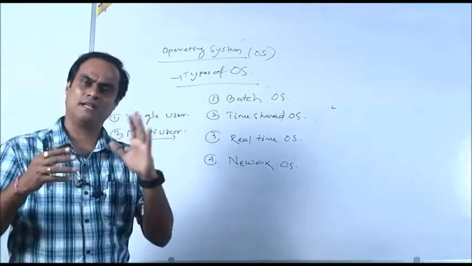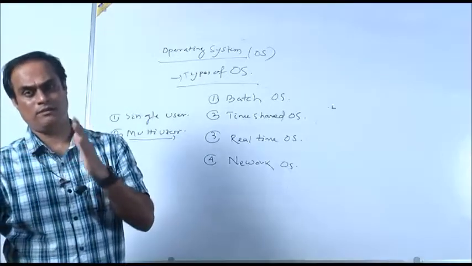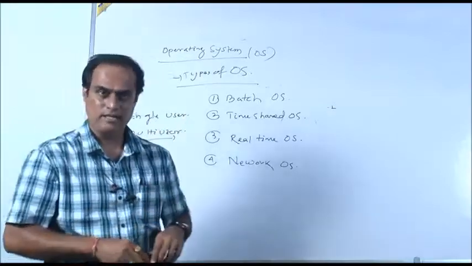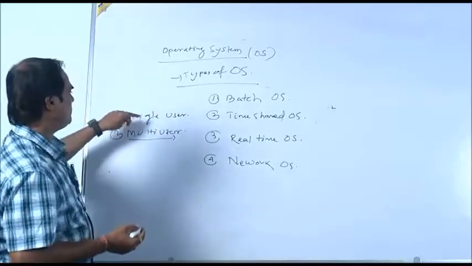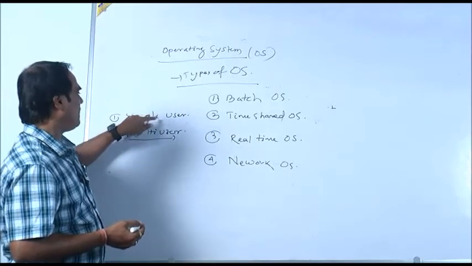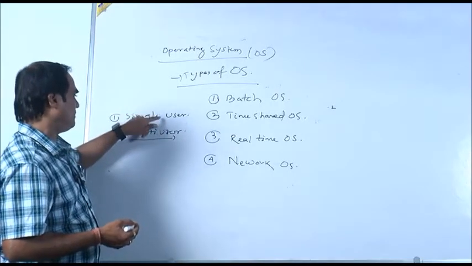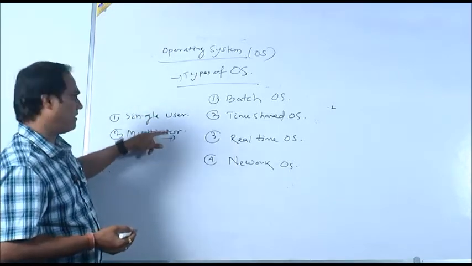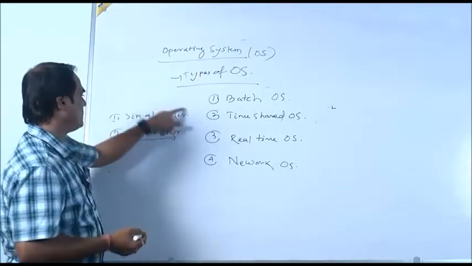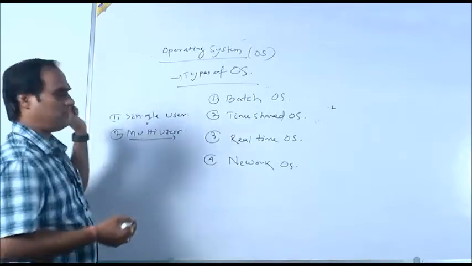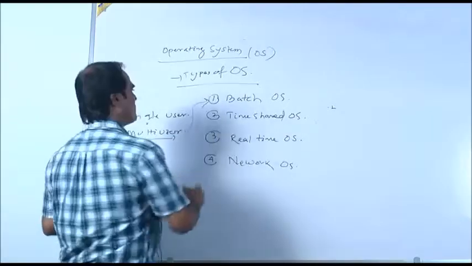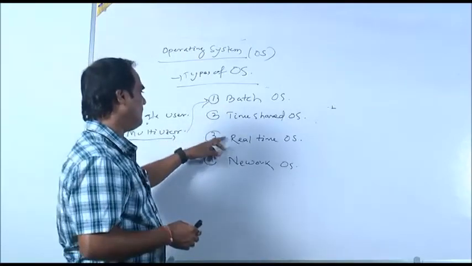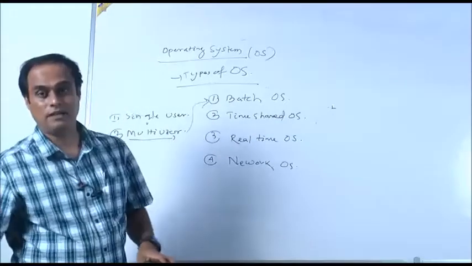So, a single user can access it, or it is designed in such a way that multiple users can use it. Accordingly, the user interface depends on whether the operating system is single user or multi user. So, depending on that, it is divided into single user operating system and multi user operating system. The batch operating system is a single user operating system, and time share, real time and network are all multi user operating systems.